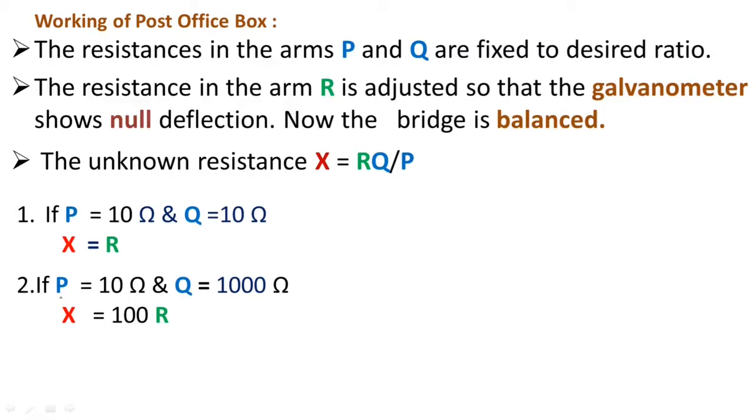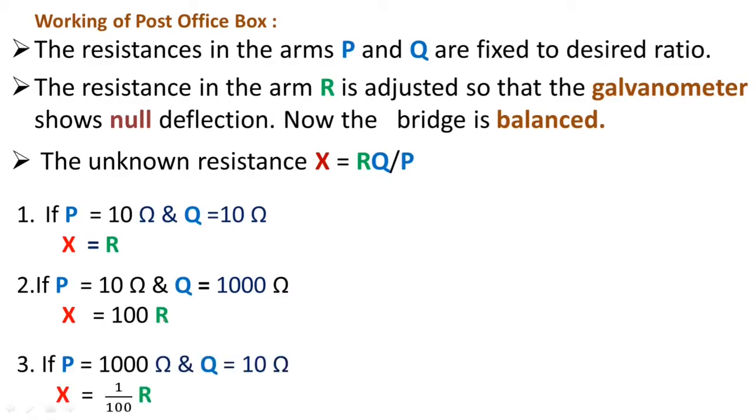Second, if P is equal to 10 ohm and Q is equal to 1000 ohm resistance, then X is equal to 100 times more than the known resistance R. The third desired ratio we can select the resistance from the arm P 1000 ohm and from arm Q 10 ohm. We have X is equal to 1 by 100 times R. It is very less than 1. We know Wheatstone's bridge is generally used to measure resistances in the range from tens of ohm to 100 of ohm.